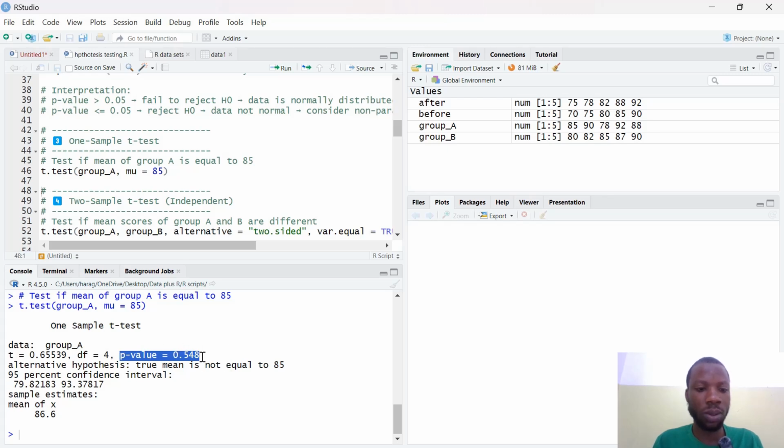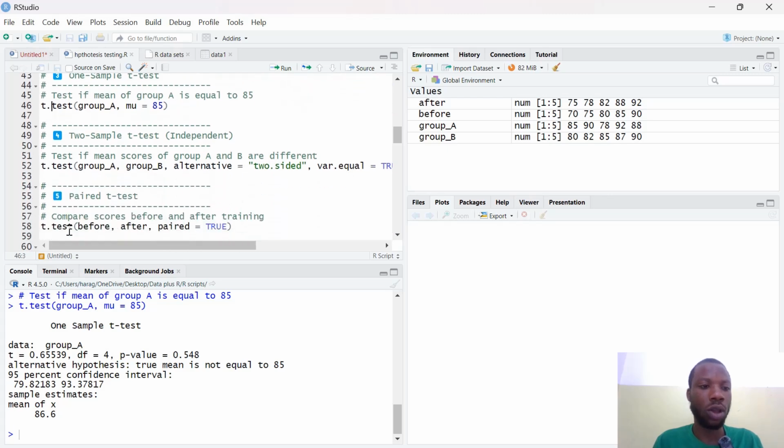Since we have seen the p-value, either for the one sample t-test or for the paired test, whichever we are looking at, and the p-value is greater than the level of significance, it means that we failed to reject the null hypothesis. Since the p-value is greater, we failed to reject the null hypothesis, which means that the mean is equal to 85. That's what it means.